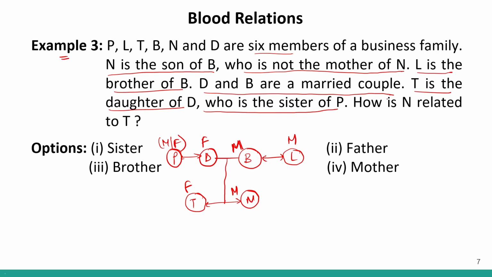Let us look at the question. The question asks, how is N related to T? So N is the sibling of T, or I can say N is the brother of T because N is female. Sorry, N is male. So N would be the brother of T. So the answer will be option number 3, brother.